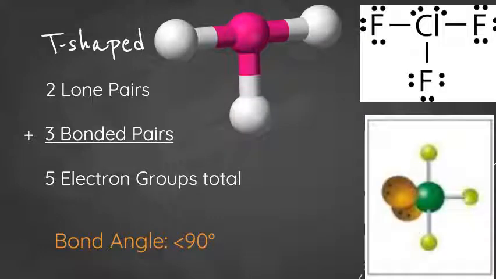Another one is called T-shaped. T-shaped is going to have a total of 5 electron groups. Those 5 electron groups, though, are going to include 2 lone pairs. And in this molecule, those 2 lone pairs would really be kind of hanging out here above that central atom. They'd be acting to push those bonded pairs into this T shape. And even though it looks like it's a 90-degree angle, it's actually going to be slightly less than a 90-degree angle.